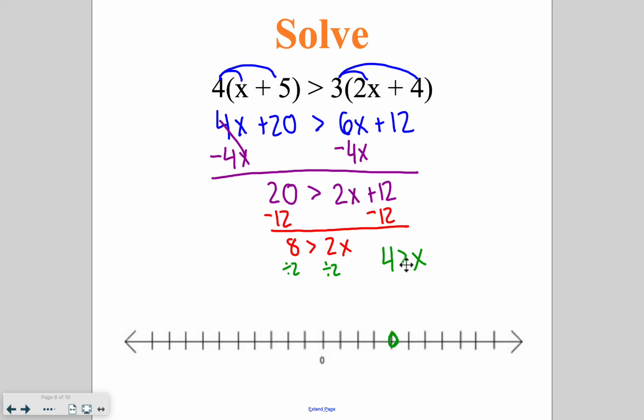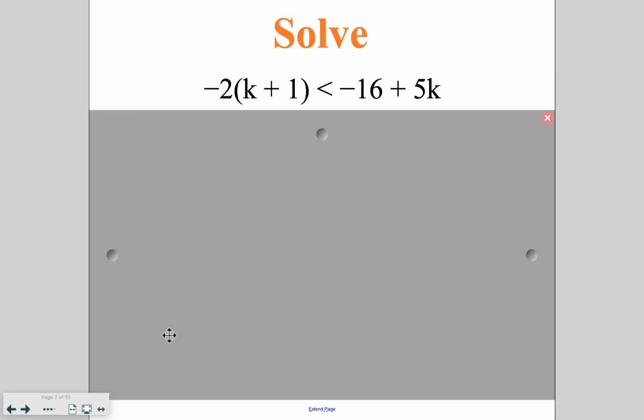Now it says 4 is bigger than the answers. So I want all of the answers that are smaller than 4. So that is going to have my arrow moving to the left, saying anything to the left of 4 is included in my answer. Go ahead and try this one on your own.